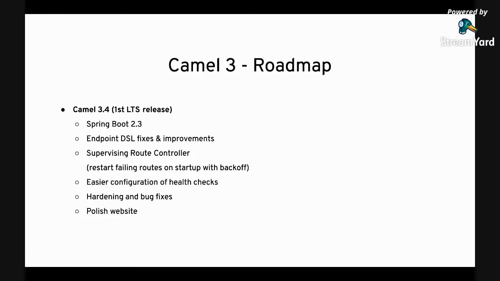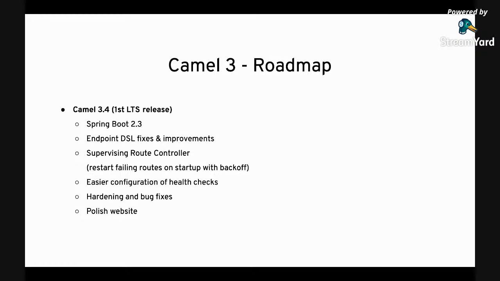So Camel itself is the 3.4 release, which is the first long-term support release, which is what we recommend for running in production. So you'll get critical bug fixes and security fixes and whatnot. The to-do list is to upgrade to Spring Boot, the latest one. It just came out recently.